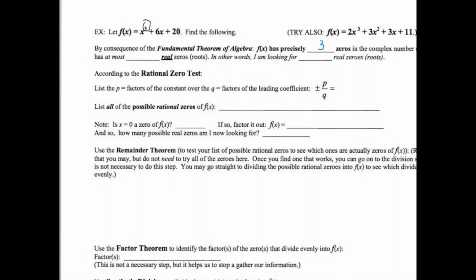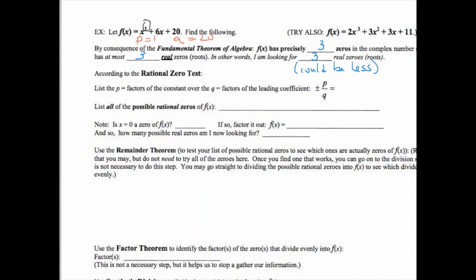And of those three zeros, at most 3 of them are real. Okay? So we are really looking for 3 real zeros. But there could be less. And I'm pretty sure in this case there will be less. Okay? So what we'll do here is we will look for some different rational roots.